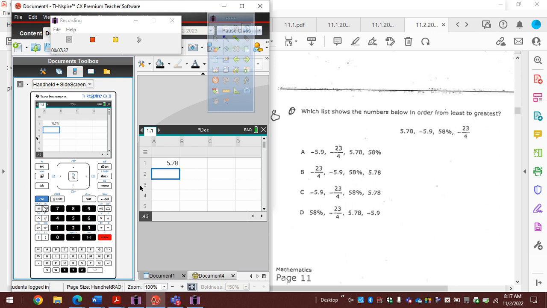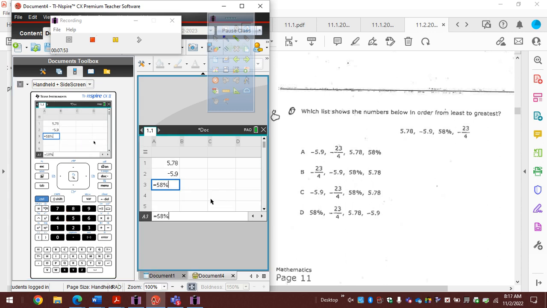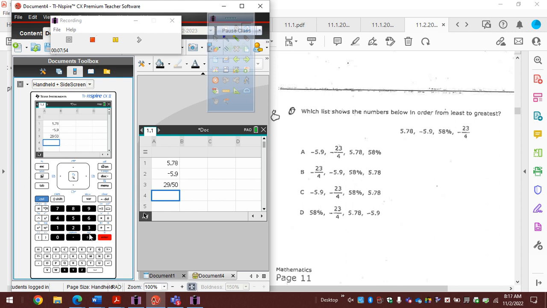5.78, and then equal sign again, and negative 5.9. Oh, it's not even negative. Equal sign, 58, and the percent sign is right here, guys. 58%, enter. Then negative, my bad, I forgot the equal sign. Equal sign, negative 23, fraction bar, 4, enter. As I cruise up, I'm making sure I have an equal sign for each one and that the numbers are right. I think it looks good. Go all the way up.